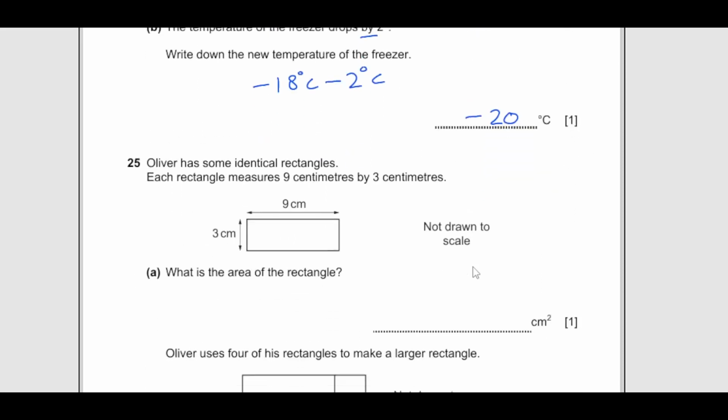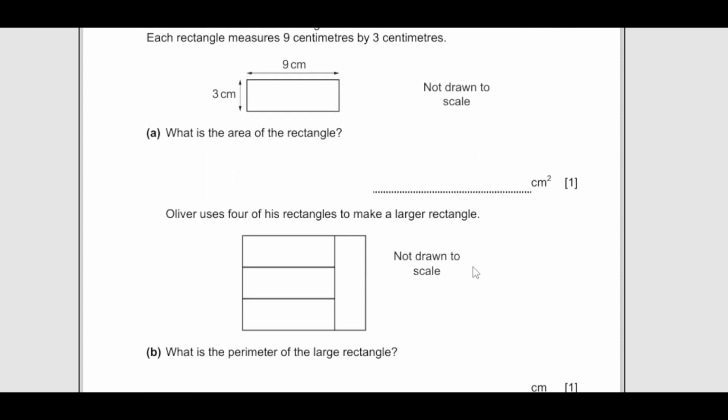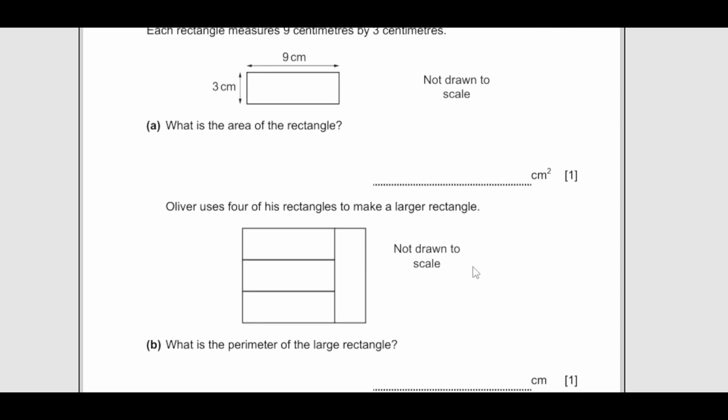Okay. Now Oliver has some identical rectangles. Each rectangle measures 9 centimeters by 3 centimeters. What is the area? Now you know that area is length times width, which is 9 times 3, that is 27.